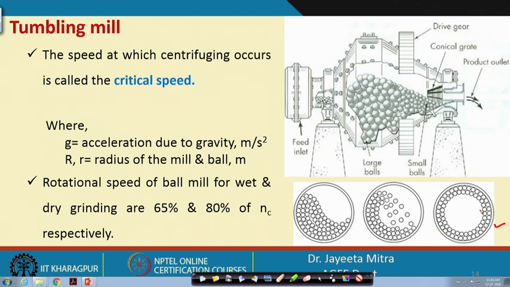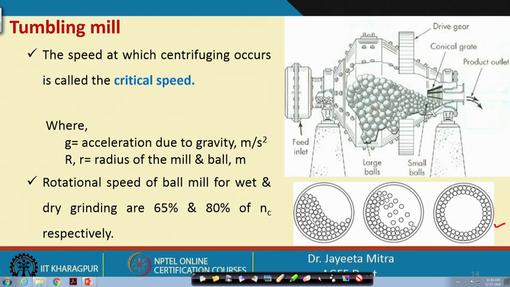Okay. So, the fall will take place only when the force on the particle because of the rotational movement is lower than the force of gravity, but in this case the gravity force is lower than the centrifugal force that those particles are getting. Now, the speed at which centrifuging occurs is called the critical speed.